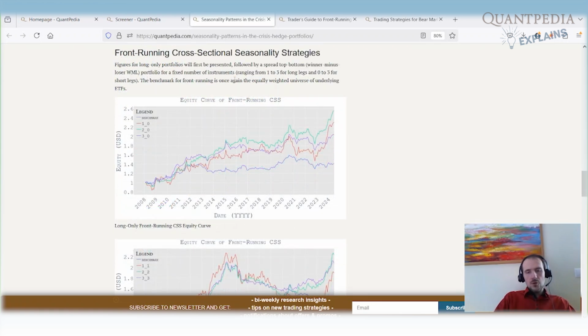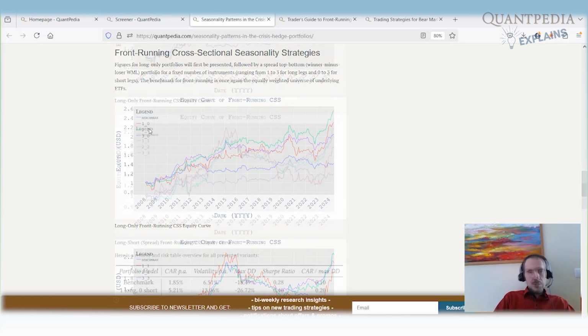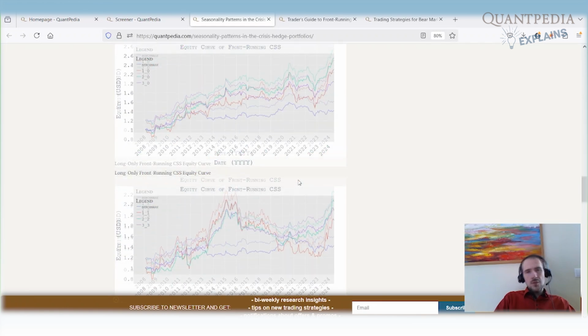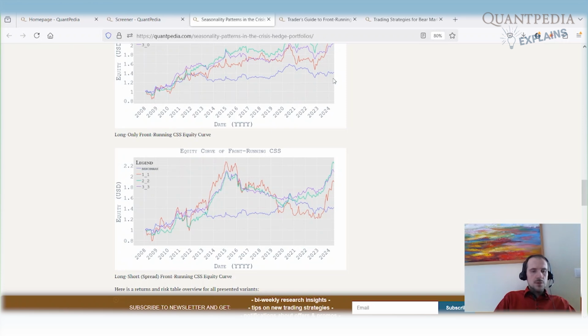When we are front running the seasonality, our performance outperforms the benchmark. It doesn't matter if we do it long only, so we buy only the best performing assets. We are outperforming the benchmark also when we do the long short, but the long short portfolios are not so good in this case, because by shorting we are increasing the risk in those portfolios, so we have higher drawdowns, higher volatility. So it's better to just perform the long only front running, so buy only assets for the long only portfolio and do not short the assets that did not perform well in the previous March.